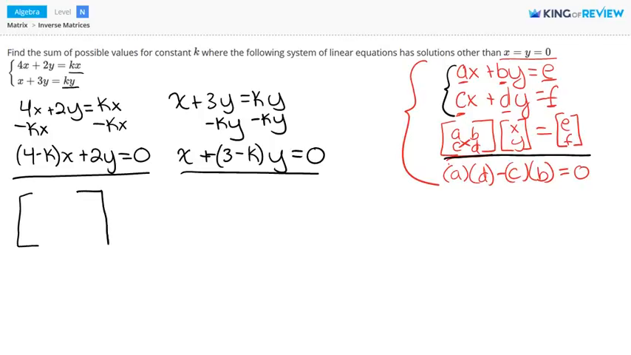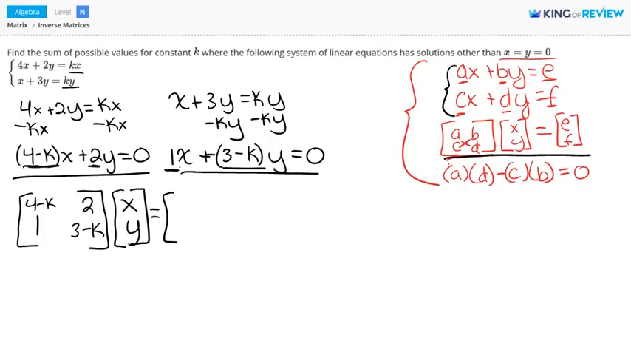The first matrix is going to be our coefficient matrix. So we have these coefficients here. So we have 4 minus k and 2, and then 1 and 3 minus k. Next is our variable matrix, x and y. And lastly here is our constant matrix, and in this case we have zeros. So both of these constants here are zeros.